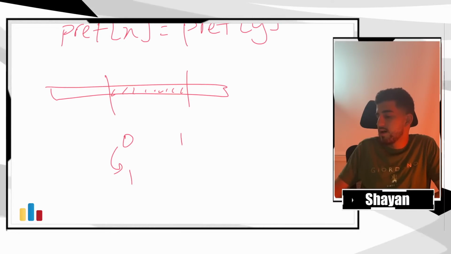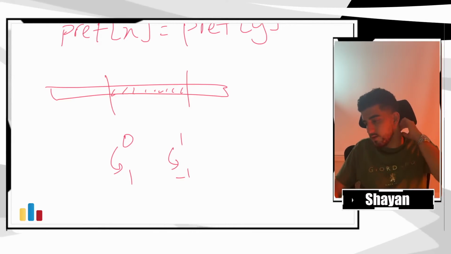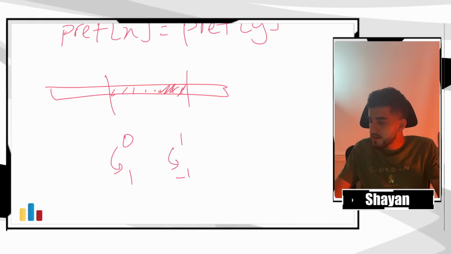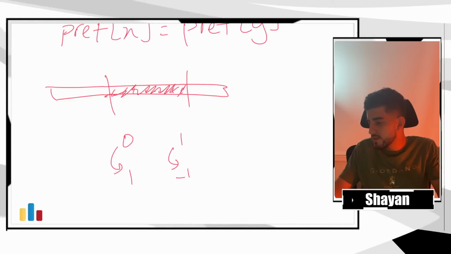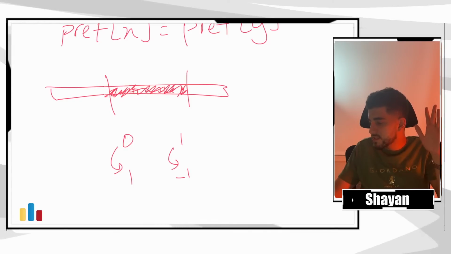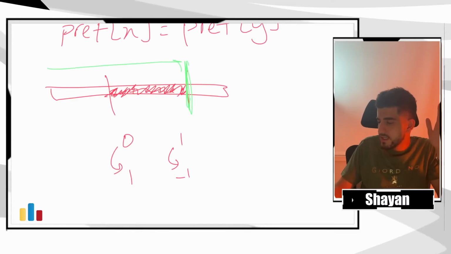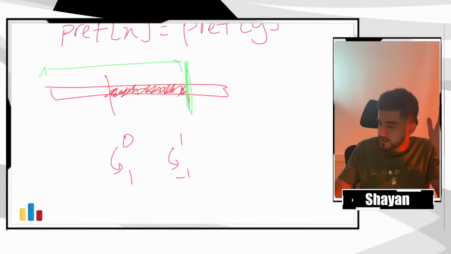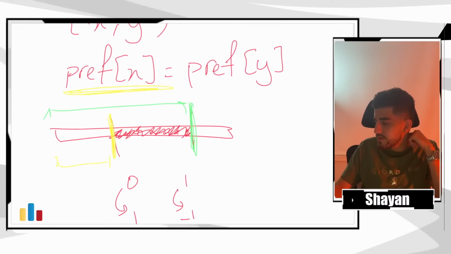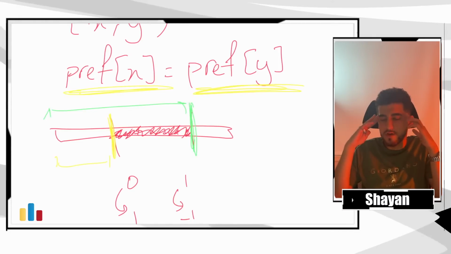Whenever I had 1, I write minus 1 instead. So I said that if the number of zeros and ones are equal, it means that the sum here should be the same. If the sum here is 0, it means that the sum of this prefix is equal to the sum of this prefix. So the prefix to Y should be equal to the prefix to X. These two must be equal. This is the only condition that we have for X and Y.